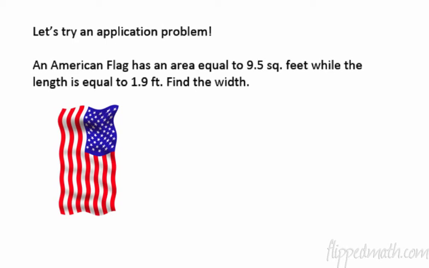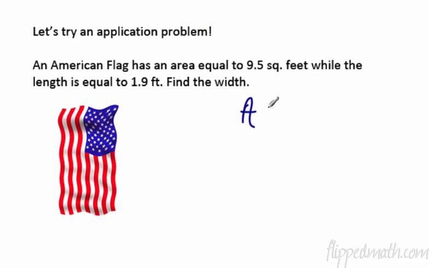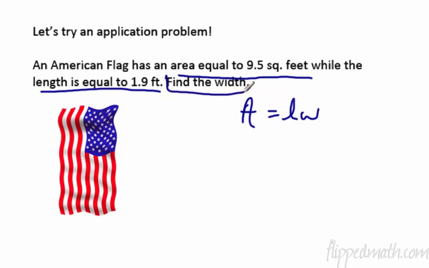We'll be all done. An American flag has an area equal to 9.5 square feet, while the length is equal to 1.9 feet. Find the width. Well, we know for a rectangle, the area equals length times width. All right, so we're going to set up. Let's mark our keywords here. So the area is equal to 9.5 square feet. The length is equal to 1.9 feet. And the question that they want us to solve, find the width. So we know that the width is not known, so that's going to stay a W. There's a little clue right there.